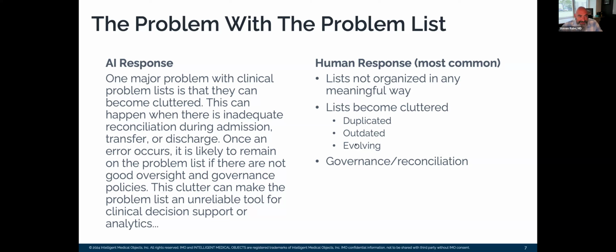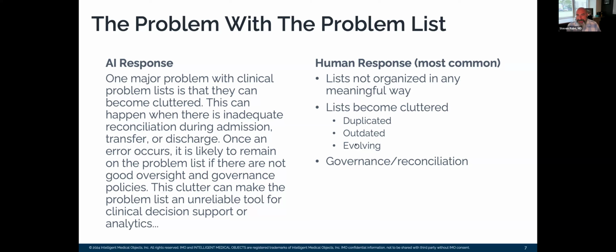One major problem with the clinical problem list is that they become cluttered. This can happen when there is an inadequate reconciliation during admission, transfer, discharge. Once errors occur, they're likely to remain. That's the governance issue, right? Because there are not good oversight and governance policies. This clutter can make the problem list unreliable. I was going to say also unreadable for clinical decision support or analytics. That's actually a fantastic response by our friends in AI, and I'm going to give them credit on that one.